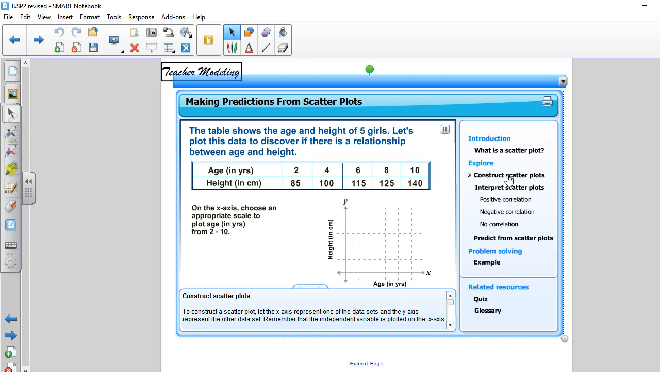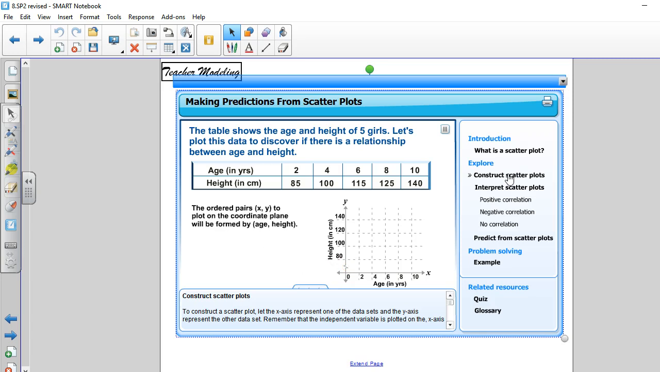Now we have to choose our scale. Since our age goes from 2 to 10, we're going to use a scale of 2. And on the y-axis, since we go from 85 to 140, we're going to use a broken line to show that we didn't start right at 0 and we're skipping some numbers. We're going to start at 80 and go above because we don't need the numbers below it. You're going to see that broken line a lot.